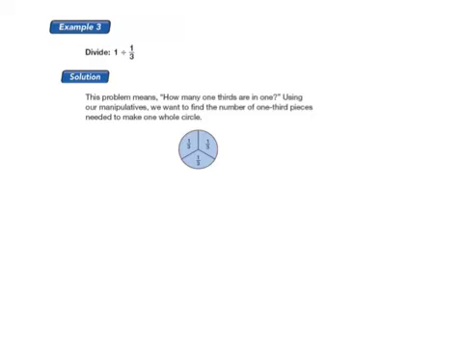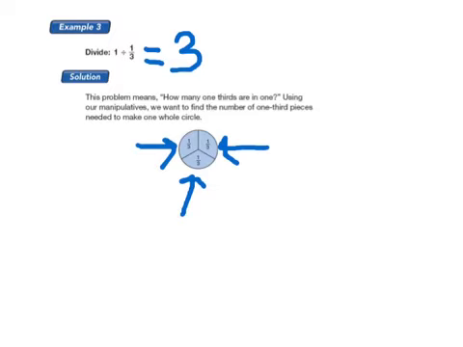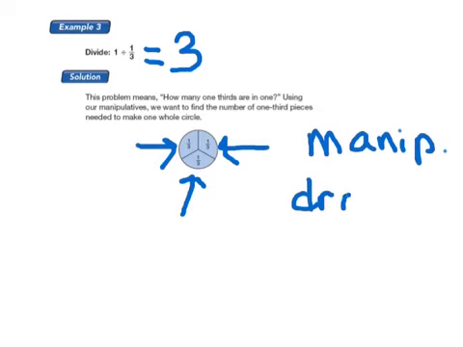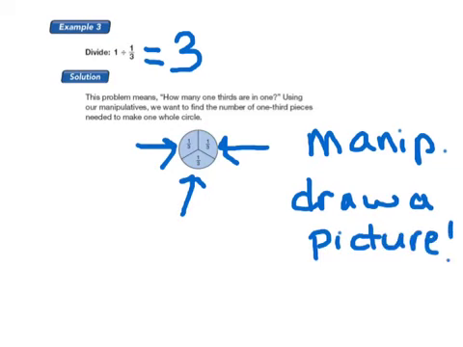So here is a circle, and you see it's been divided into 1, 2, 3 pieces. So how many thirds does it take to make one whole? It takes 3/3. Again, for this assignment, use your manipulatives or draw a picture. Okay, this will help. Do not try to do the actual division problem.